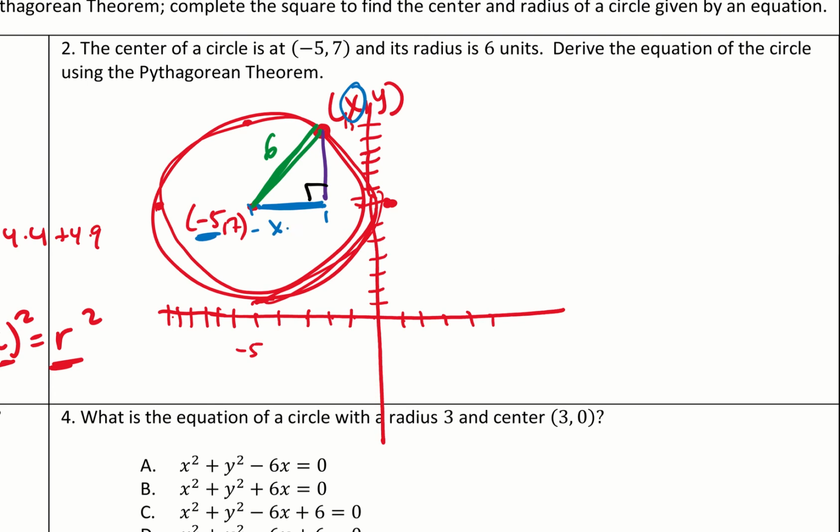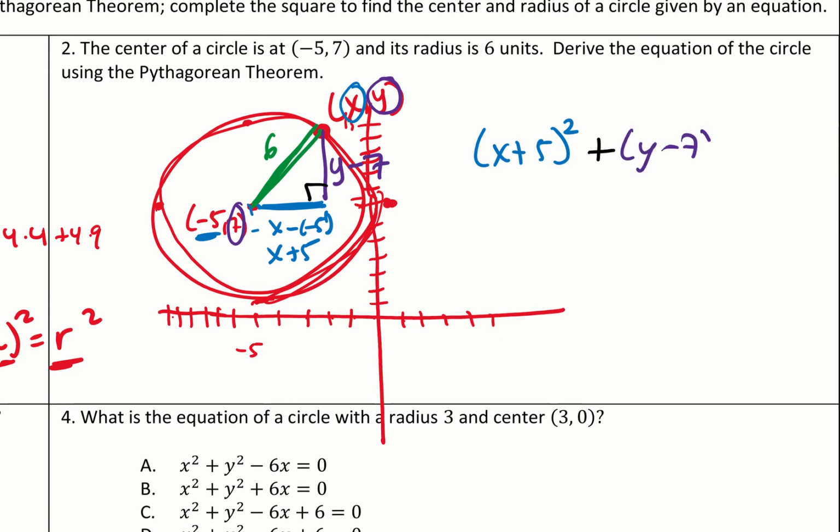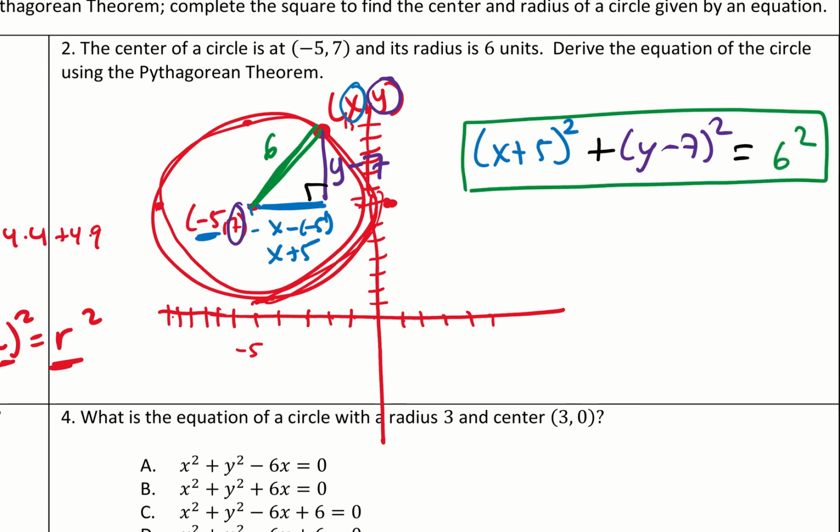So we get x minus the -5, that becomes x plus 5. And the distance for the y coordinate, you take the y coordinate here minus the y coordinate here, and you get y minus 7. And so using the Pythagorean theorem, we get x plus 5 squared plus y minus 7 squared is equal to 6 squared. And there's our equation using the Pythagorean theorem.